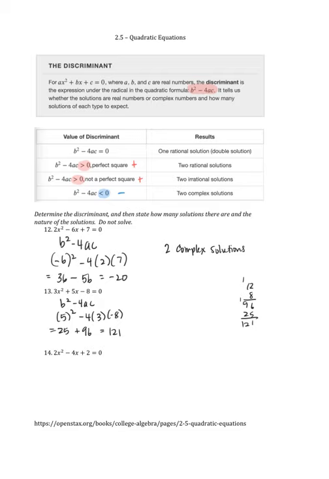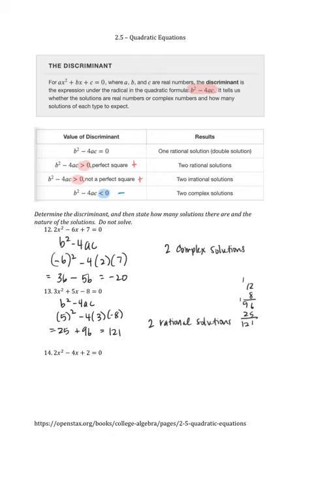121 is positive, so it has to be one of the middle two cases. And 121 is a perfect square because the square root of 121 is 11. So that's going to be the second case. It's positive and it's a perfect square. So there are two rational solutions.